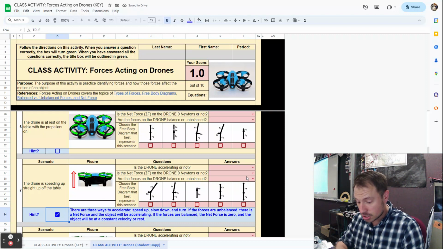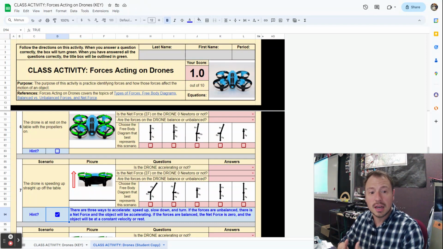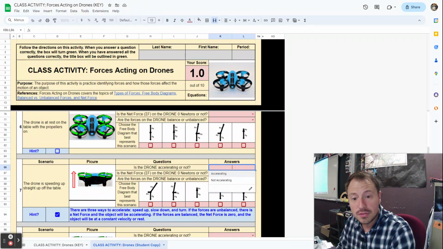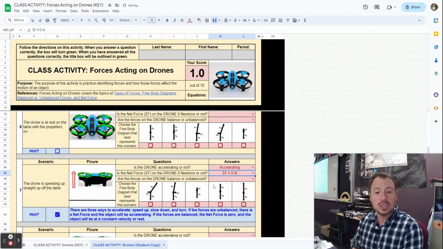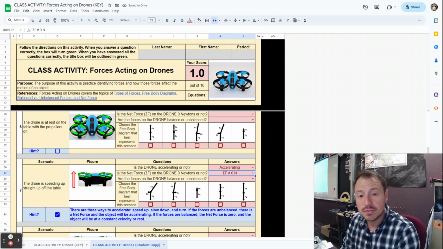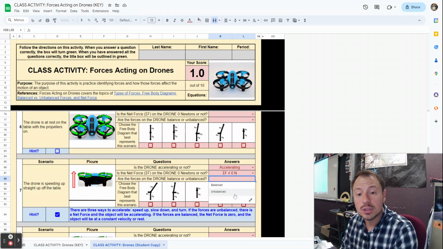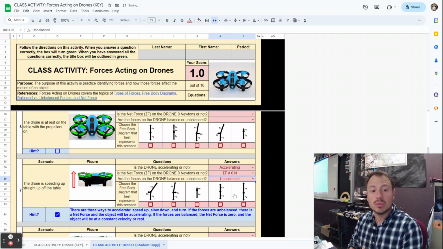In this case, it starts on the table at rest, and it's speeding up in the upward direction. It's getting faster. So yes, it is accelerating, which means the net force is not 0. I add up all the forces, and there's going to be a net force left over, causing it to accelerate, which means the forces are unbalanced.